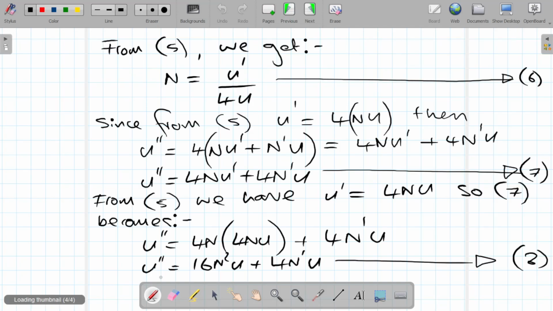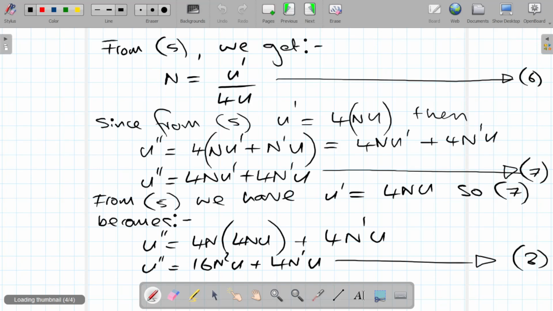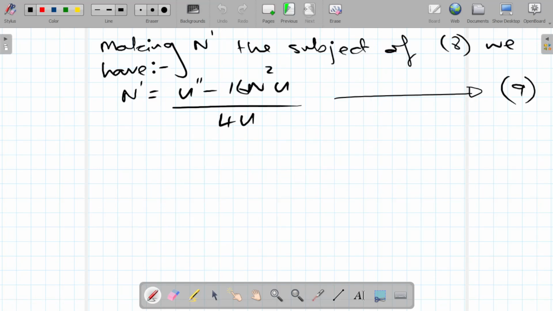So let's just go back. We take the 16n squared u, which is this term, over to the left hand side, and then we divide by 4u, right? And that gives us what n prime is. So we'll call this equation 9. And I'm trying to pay close attention to the labels that my equations have. So that was 6, 7, 8, 9.